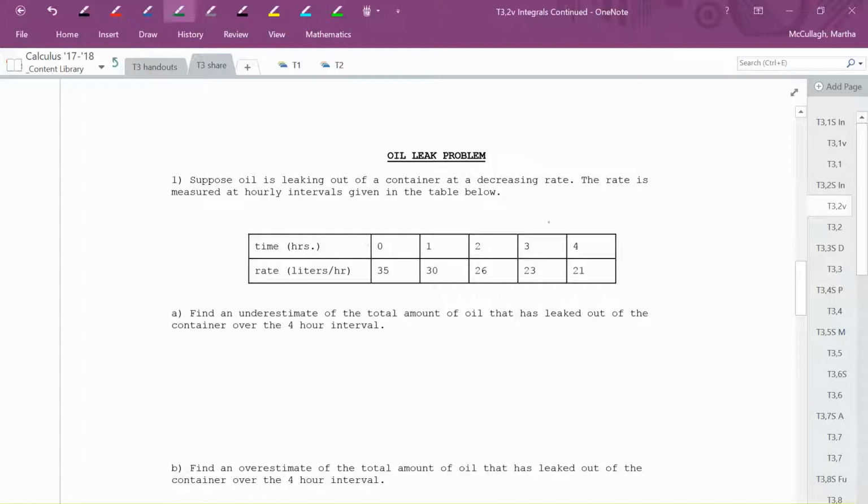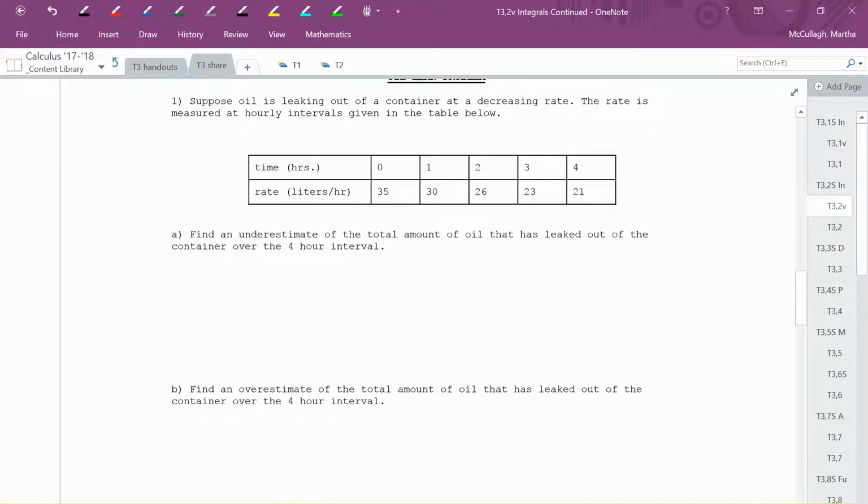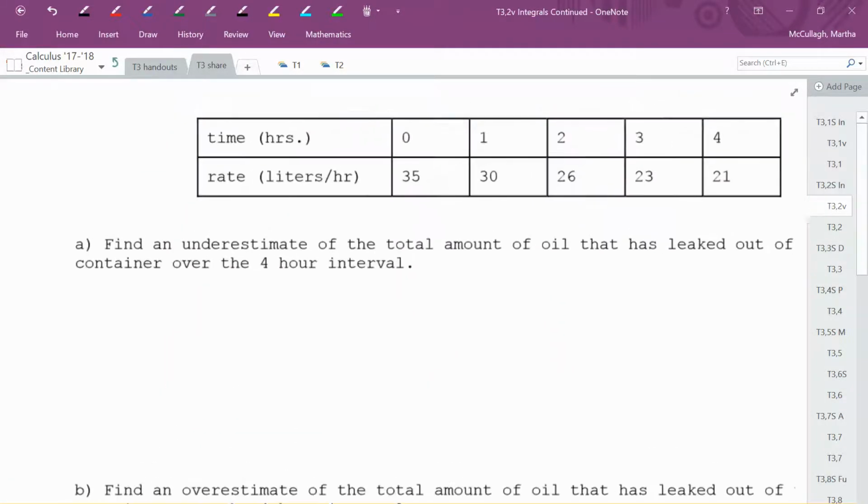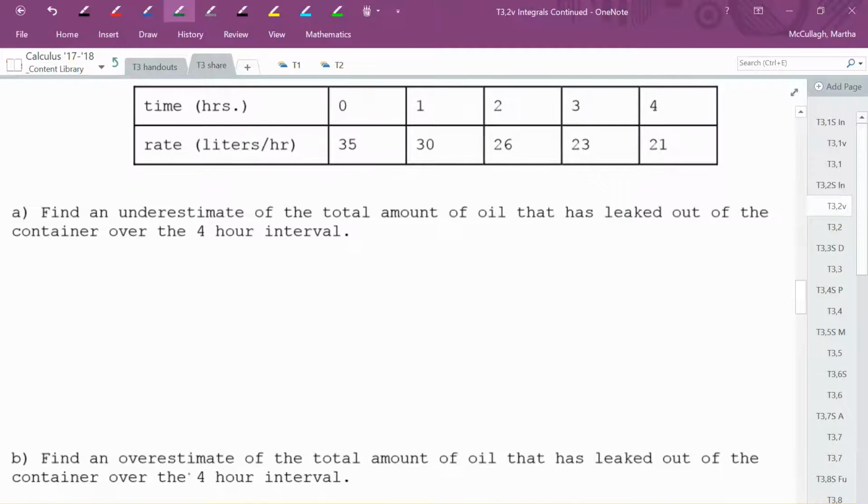So we've got a 4-hour period, and the oil is initially leaking out at 35 liters per hour and eventually at 21 liters per hour. So find an underestimate for the total amount of oil that has leaked out of the container over the 4-hour time period or 4-hour interval.